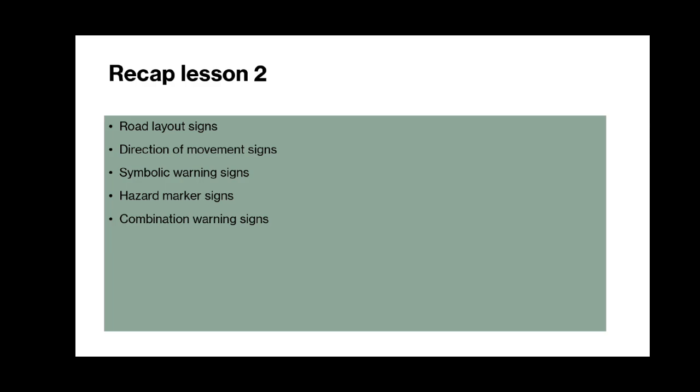Before we dive in, a quick recap on Lesson 2. Last time we looked at road layout signs, which show you how the road changes: curves, junctions, narrowings. Then we did direction of movement signs, which show you how traffic moves: two-way traffic, mergings, and all of that. Symbolic warning signs use universal images like slippery roads or animal crossings. Hazard marker signs are the bold rectangular signs that show physical obstacles in the road. Lastly, we did combination signs, which are multiple signs working together. So Lesson 2 was about anticipating danger before it happens.